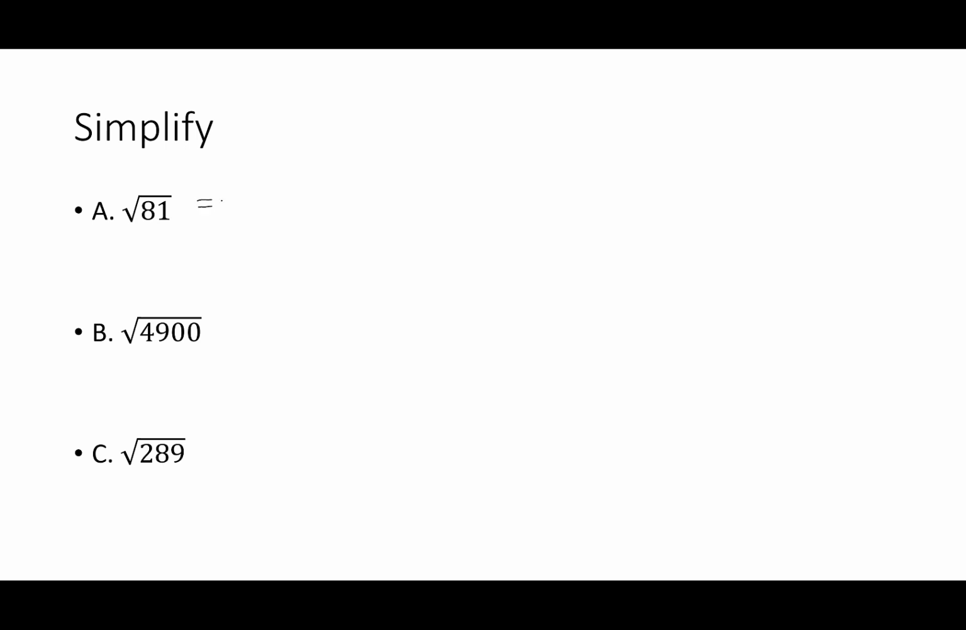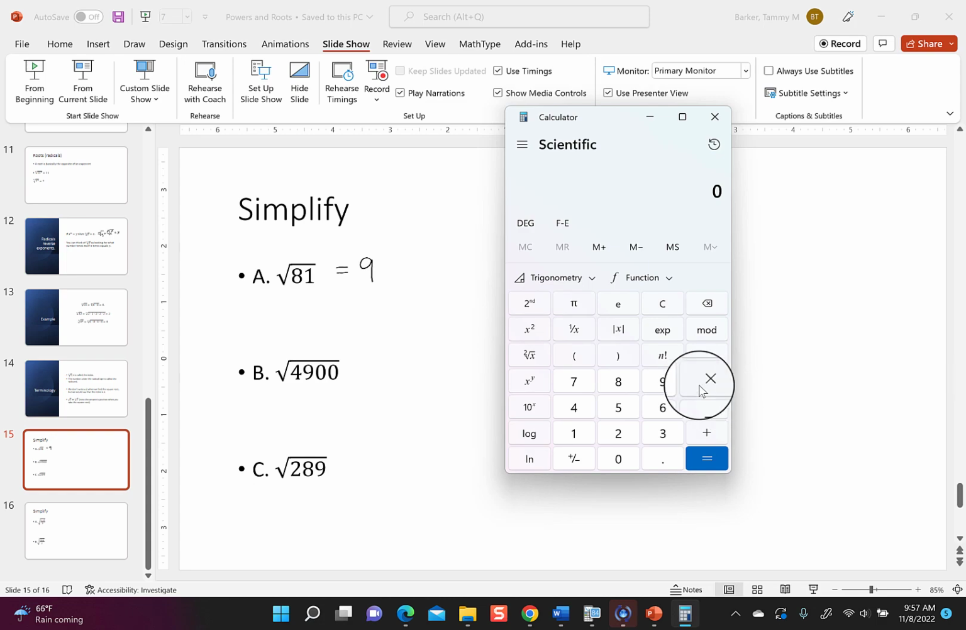So the square root of 81 would be 9. The square root of 4,900. Well, let's try that. Just so I've shown you a couple of things, let's grab the scientific calculator on my computer. Here you can see the square root, so I'm going to put in 4,900, and then I hit the square root, and it tells me it's 70.